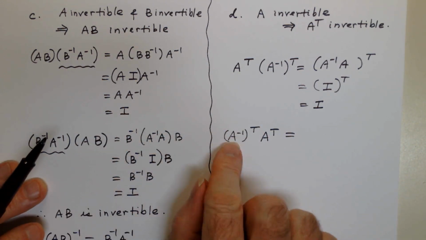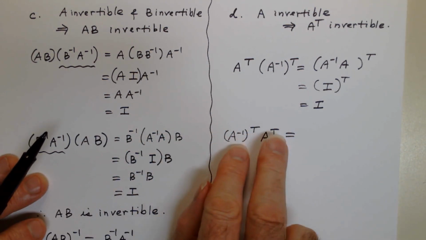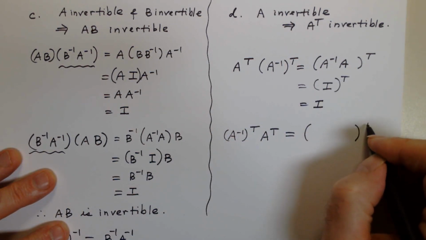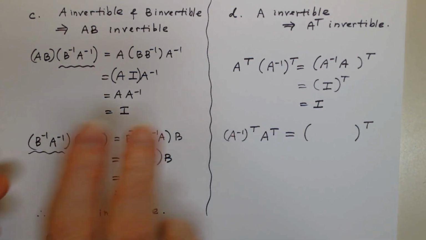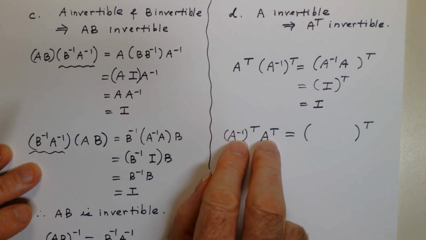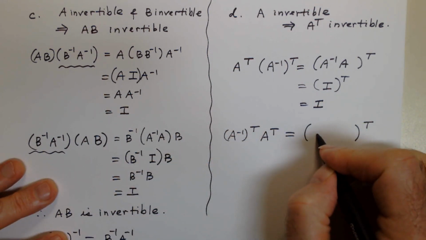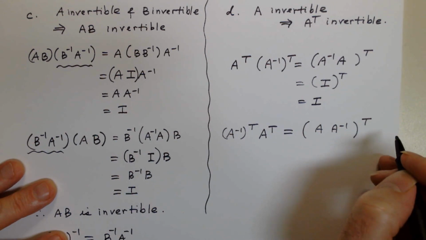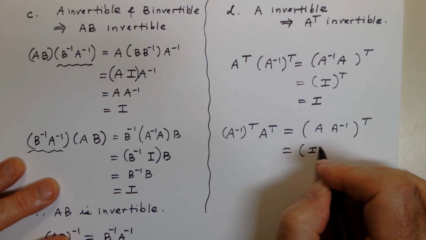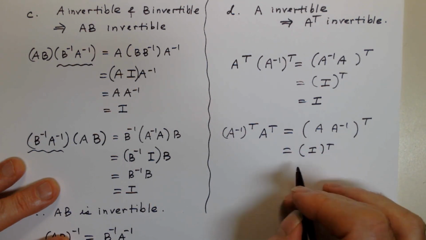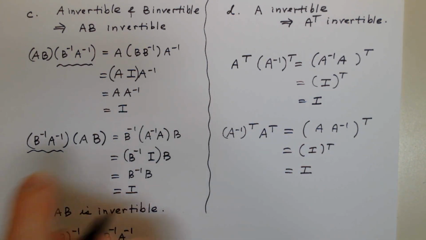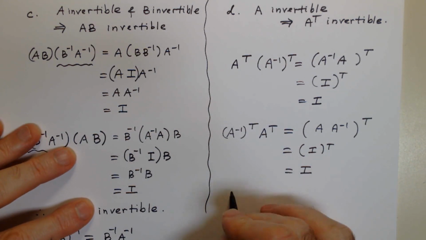So I take my A inverse transpose, I put it on the left of A transpose, but the same law applies. I can write this as a product of matrices with the transpose on the outside. I just have to remember that when I insert them in here, I have to flip the order in which they appear outside here. So I'll have A on the left and A inverse on the right inside the transpose. Now that still multiplies to the identity matrix. The identity matrix is symmetric, so this is just going to be the identity matrix, and we're done. This shows that A transpose is invertible.